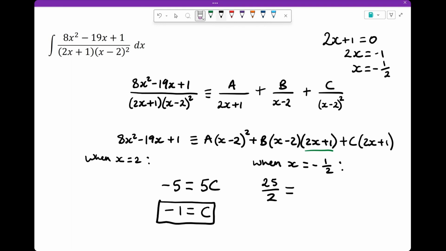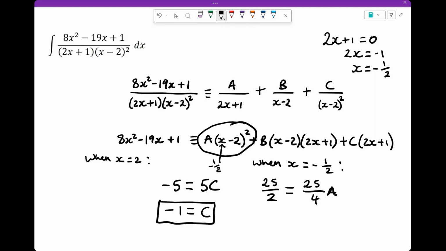Now, if we consider the terms with 2x plus 1 multiplying into them, so that's this term here and this term here, they're going to come out as 0, so we can ignore those and therefore just focus on this term here. We're just going to have to replace this x here with a negative a half. So we're going to get a multiplied by negative a half, subtract 2 to the power of 2, and that would give me 25 over 4 lots of a.